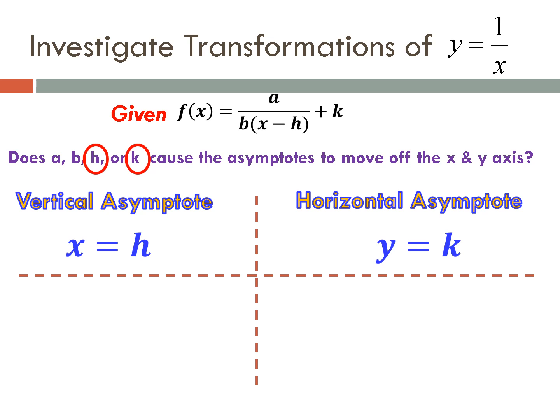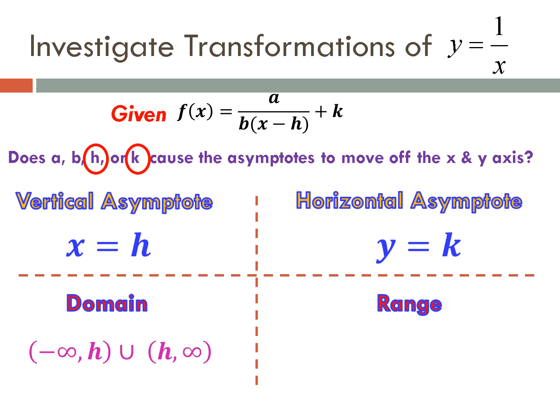Let's talk about how that affects the domain. If you remember, the domain is negative infinity to the vertical asymptote union the vertical asymptote to positive infinity. So if I know my asymptote is at h, then my domain is going to be negative infinity to h union h to infinity.